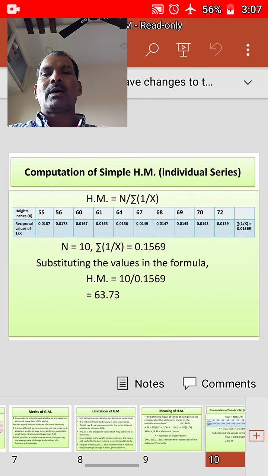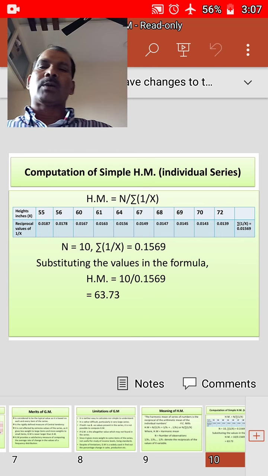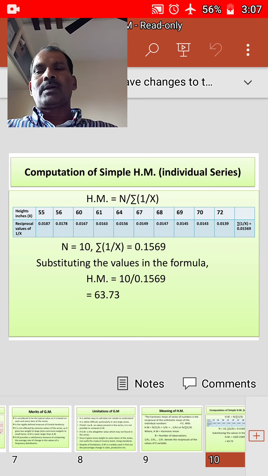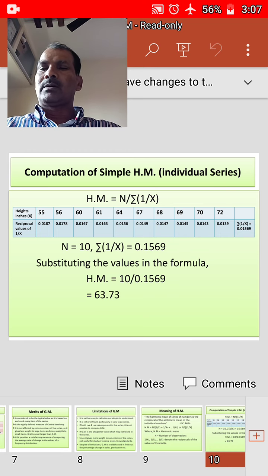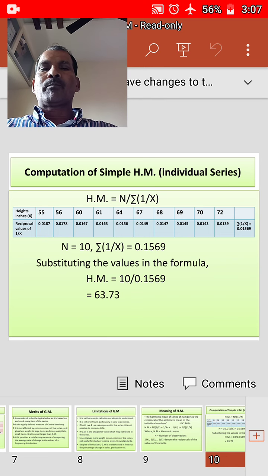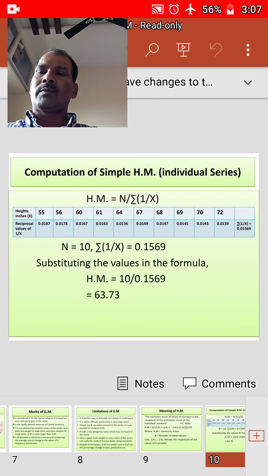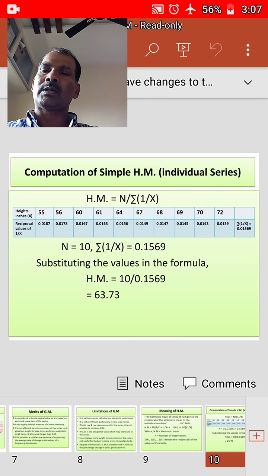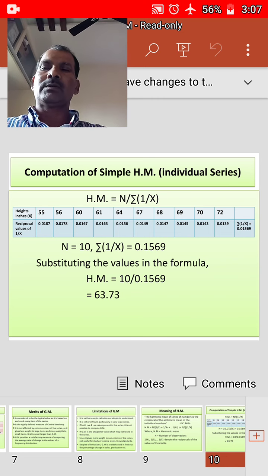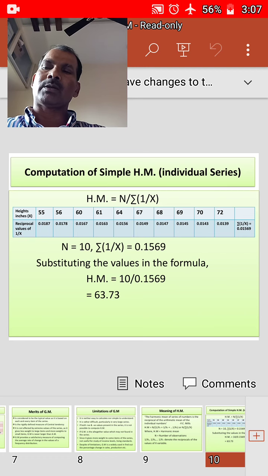Okay, now we will compute the harmonic mean for simple and weighted harmonic mean. First we will take one example. Before that, we will go through the steps. We will calculate the harmonic mean for individual, discrete and continuous series. First we will see the individual series.